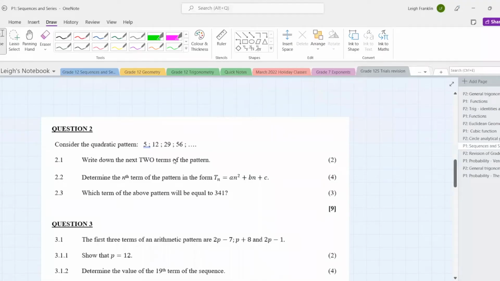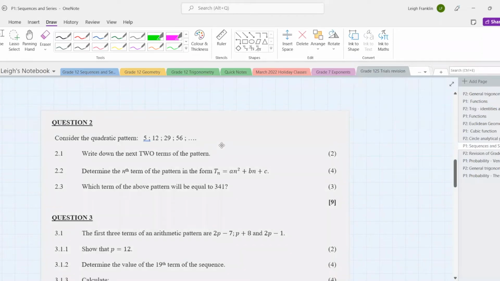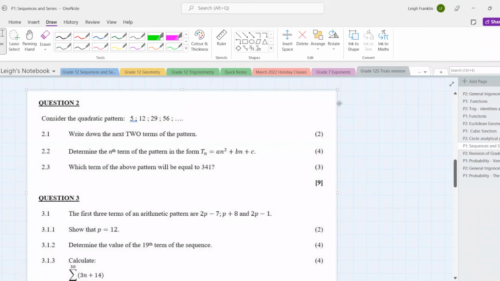One about quadratic number pattern. Okay, so we've got a quadratic number pattern that goes 5, 12, 29, 56. The first thing that they want us to do is write down the next two terms in the pattern. So how would we work out what they are? How would we know what the next two terms in the pattern are? Does anybody know?